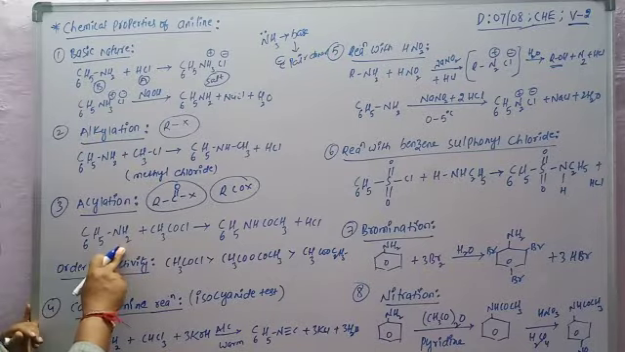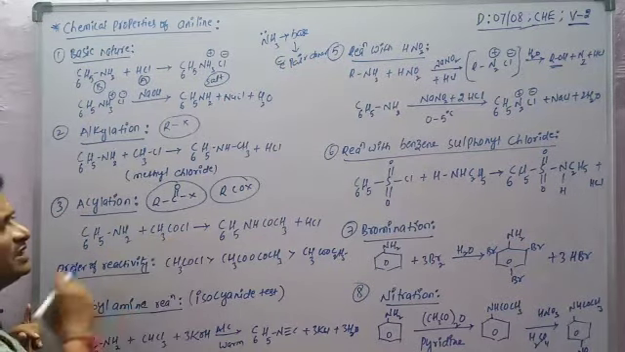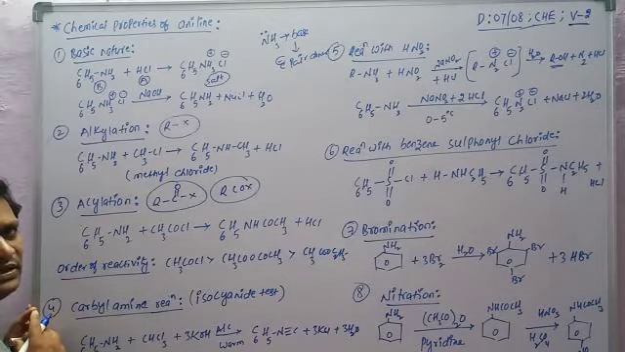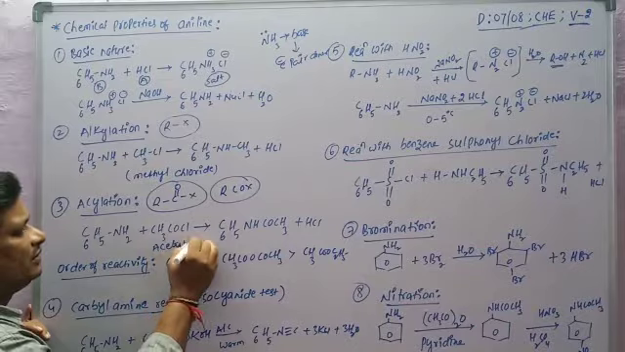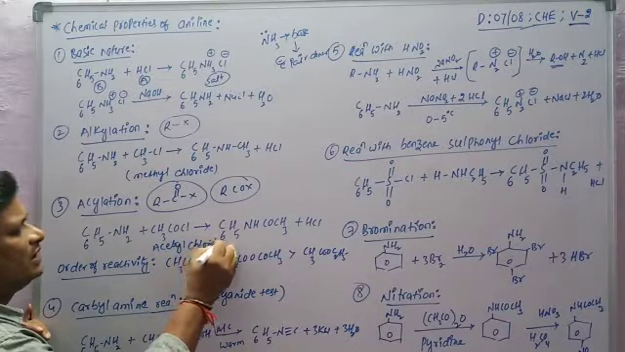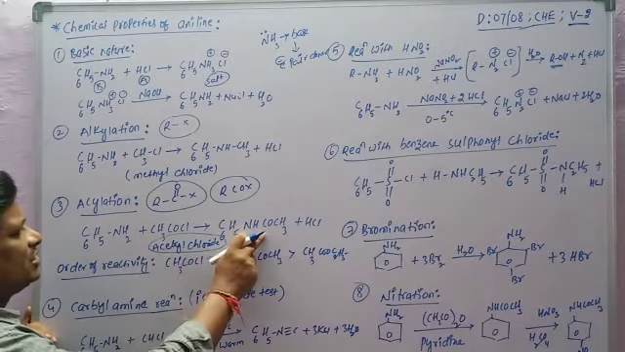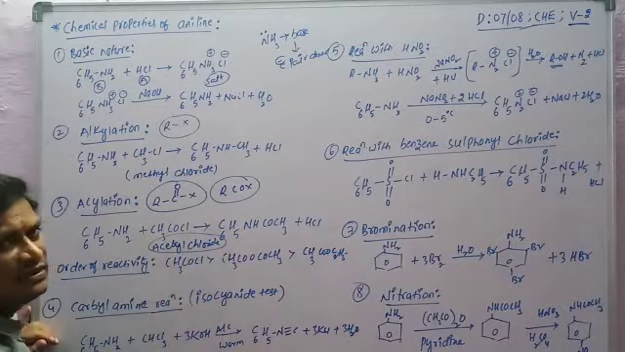So C6H5NH2 aniline reacts with CH3COCl, which is acetyl chloride. Then it gives C6H5NHCOCH3 plus HCl.